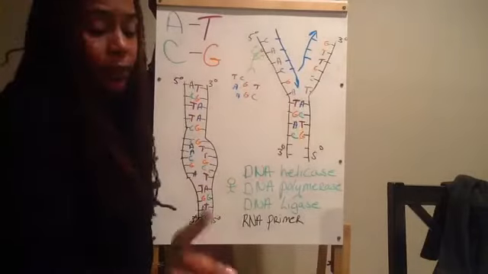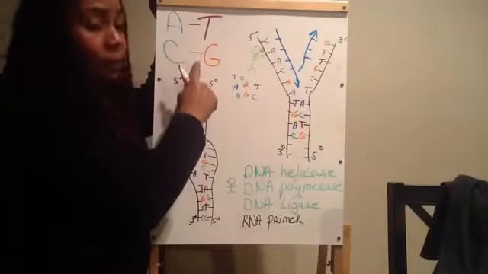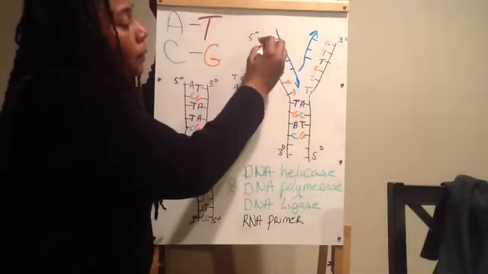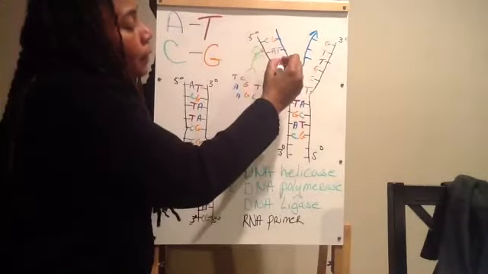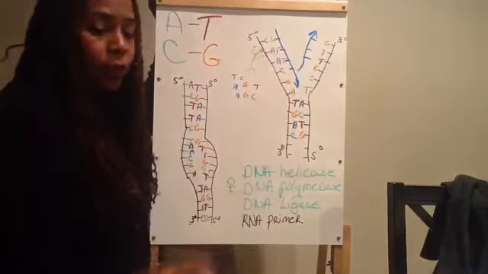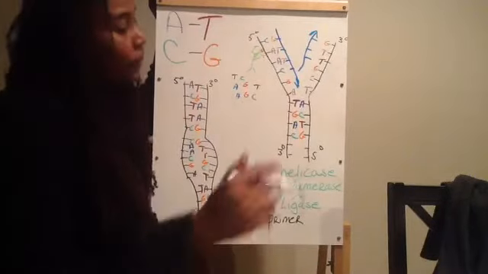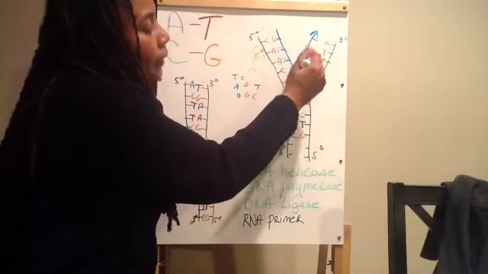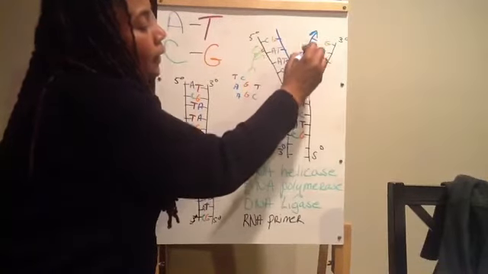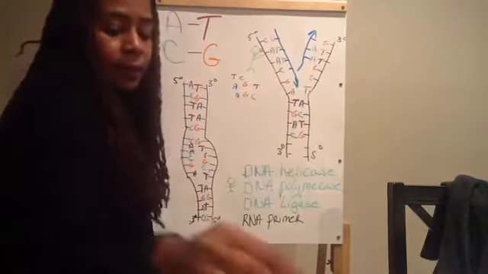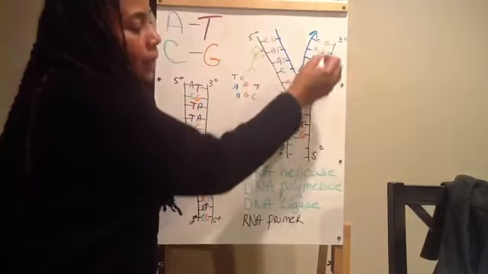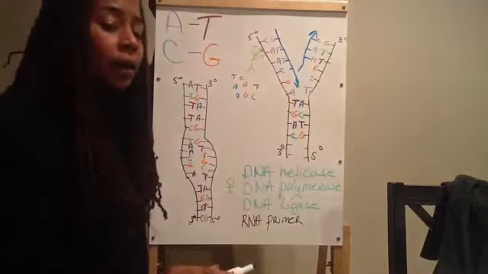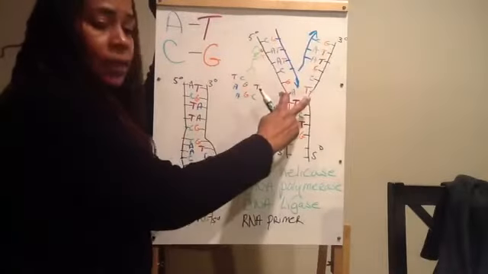So it's going to place, as dictated by the base pair rule, guanine here, thymine here, and so forth. And on the other strand, it's going to place adenine here, and adenine here, and cytosine here. Again, dictated by the sequence of nucleotides on the template.